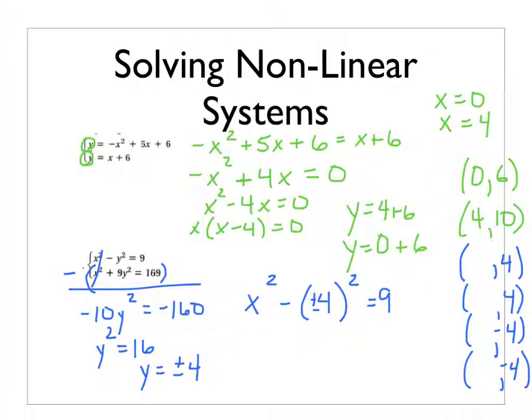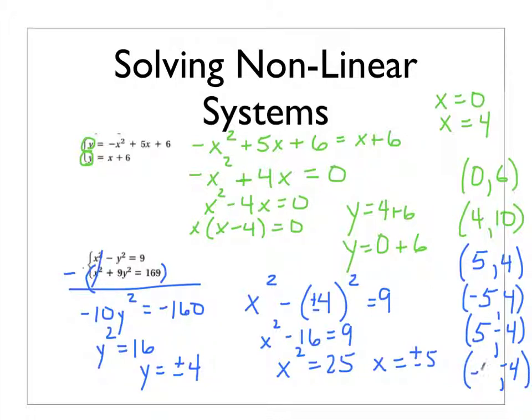X squared minus, so that's going to be 16. X squared minus 16 equals 9. Add 16 to each side, we get x squared equals 25. Convenient. That means x is plus or minus 5. So we go up here. You have a positive 5 with a 4 y value, and you have a negative 5 with a 4 y value. You have a positive 5 with a negative 4 y value, and you have a negative 5 with a negative 4 y value. And those are your 4 ordered pair solutions for that system of non-linear equations.